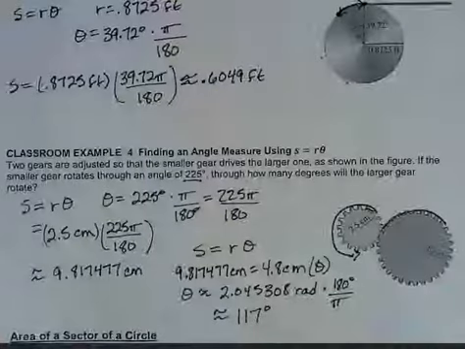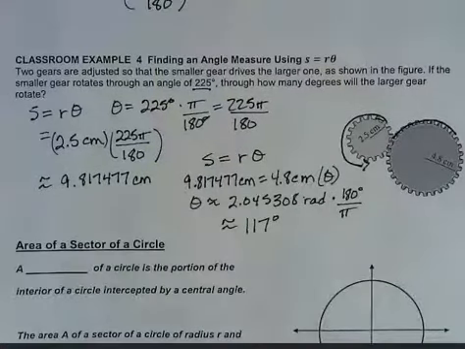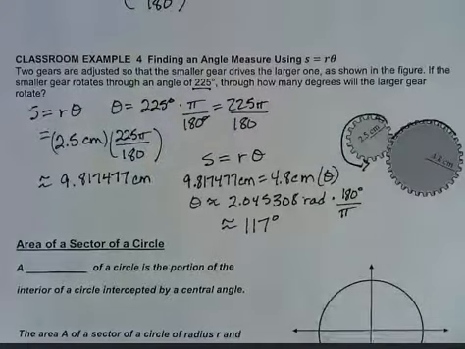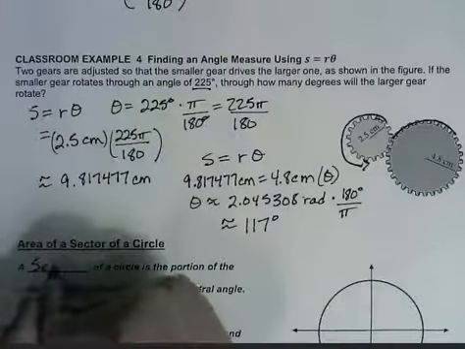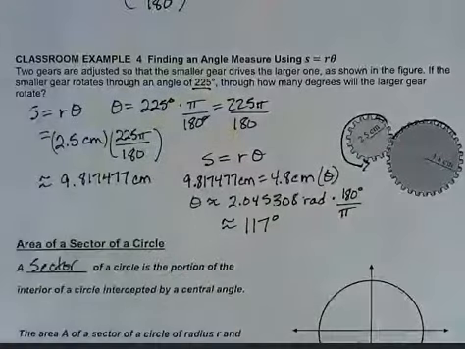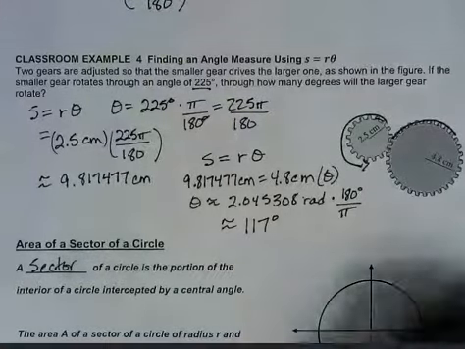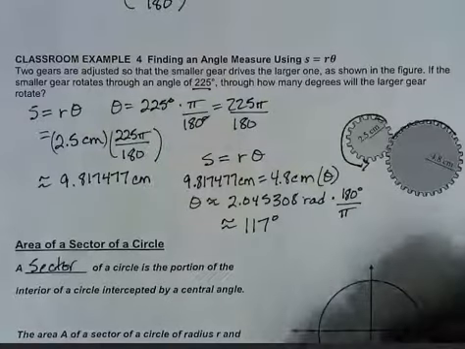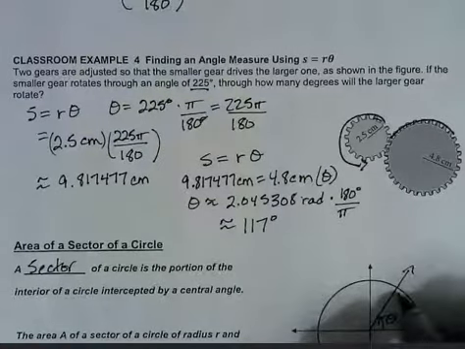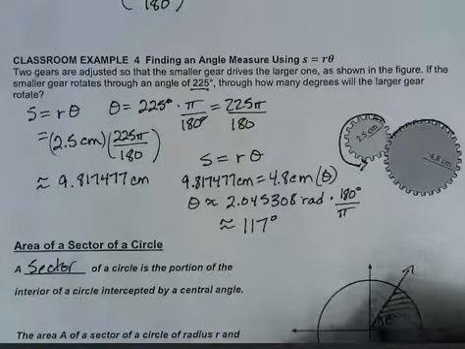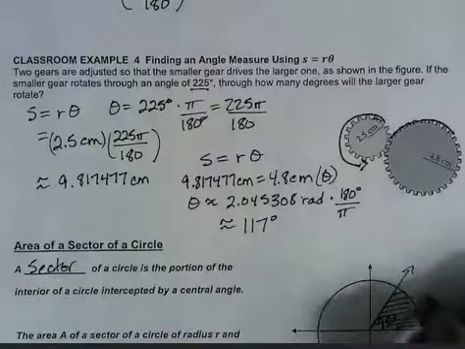Another type of application we can do for this is that we can talk about a sector of a circle and find the area. When we talk about a sector of a circle, that's the part of the inside of the circle that's intercepted by a central angle. If I draw a central angle in here, then what I'm looking at is this sector, which is this inside part of the circle.